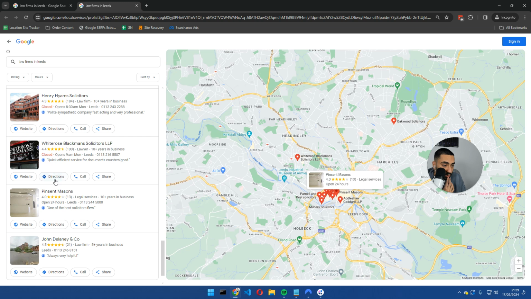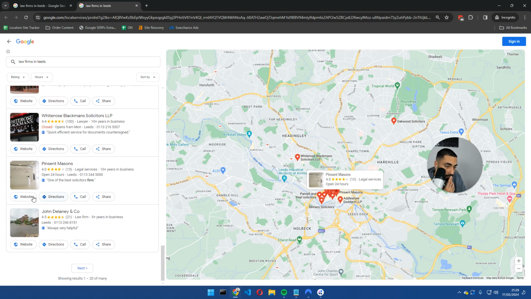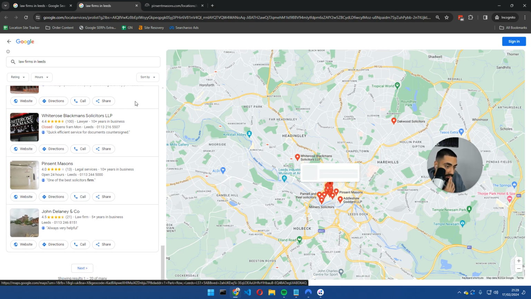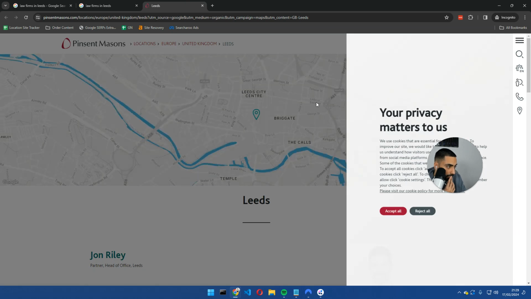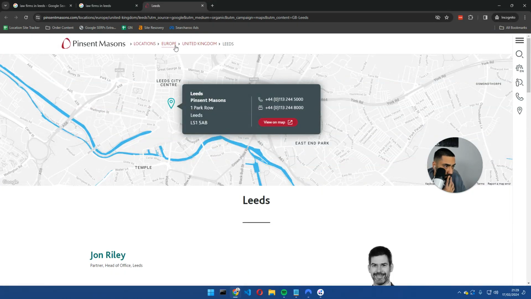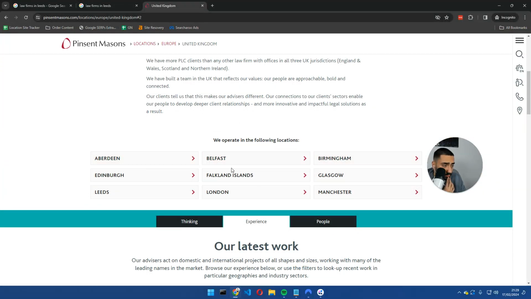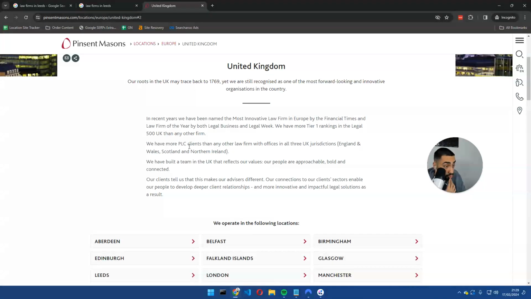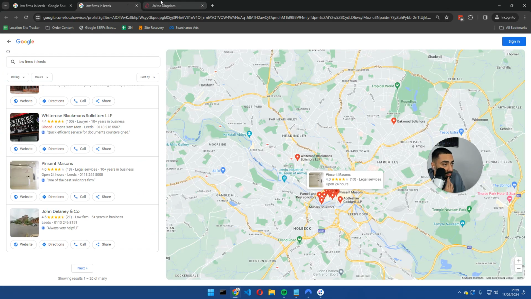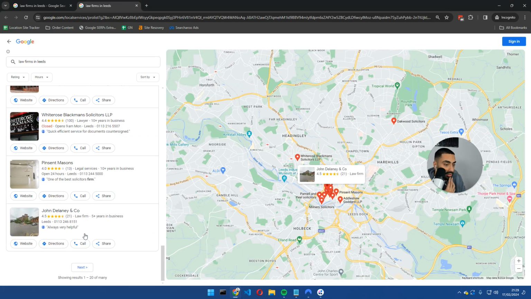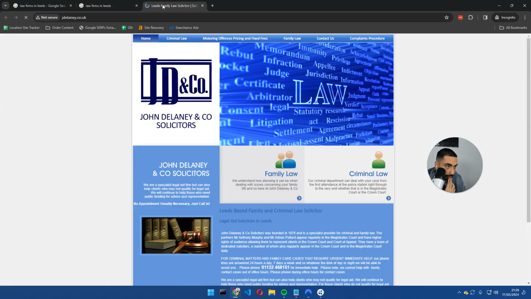Whereas, if we keep going down the list, who are these guys? Again, these guys have got a lot of different offices. So again, you could reach out to them, but they're probably going to have their own in-house marketing team. So unless you're pitching for consultancy, they might not want your services. Let's just keep working down this list.